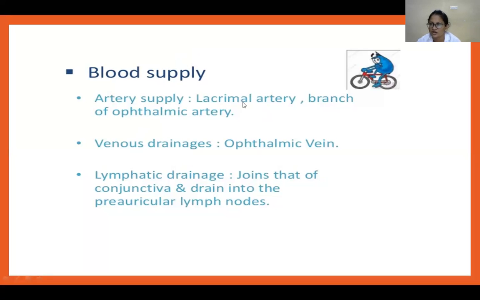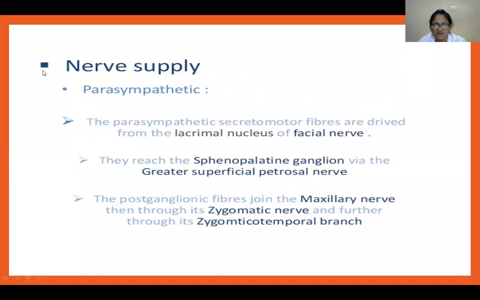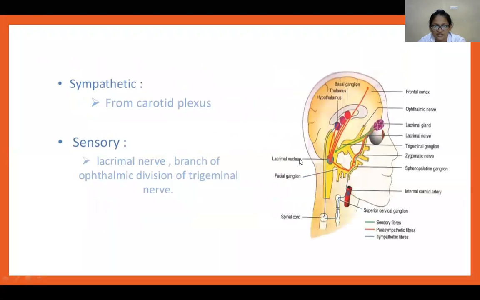Next, the blood supply: the lacrimal gland is supplied by the lacrimal artery, a branch of the ophthalmic artery. The veins drain into the ophthalmic vein. The lymphatic drainage is into the preauricular lymph nodes. The parasympathetic supply is by the lacrimal nucleus of the facial nerve.